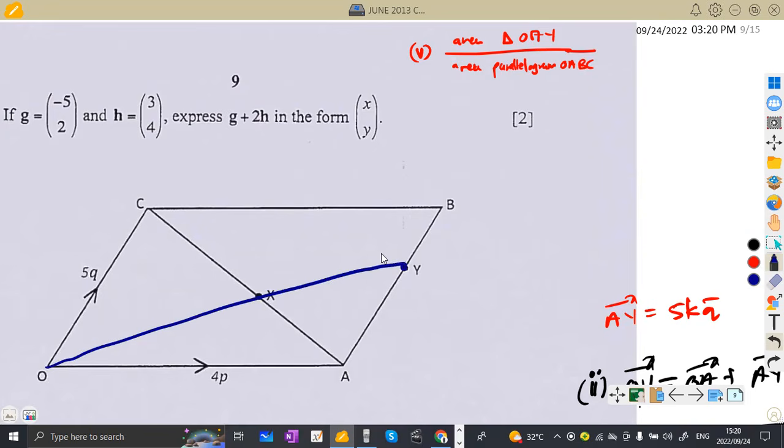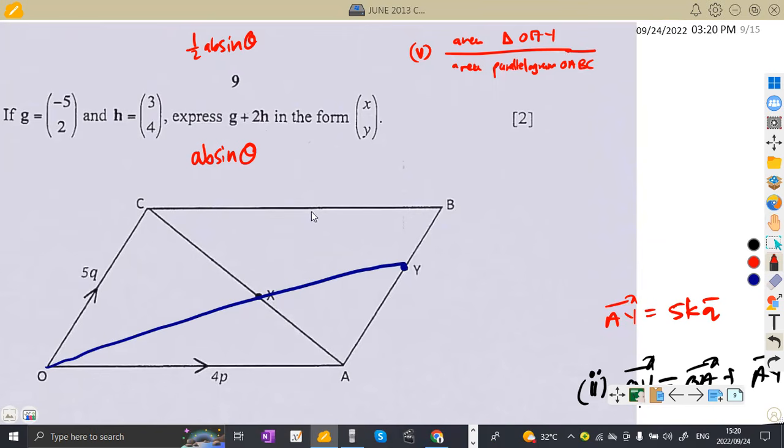I want you to understand this very much, guys, because you can use what you already know about the shapes that you're given. We are talking about area, and OAY is not a right angle, it's a non-right angle triangle. The area of a triangle uses the formula half ab sine theta. Then for a parallelogram, the area is ab sine theta also. Sorry, guys, sorry for this.